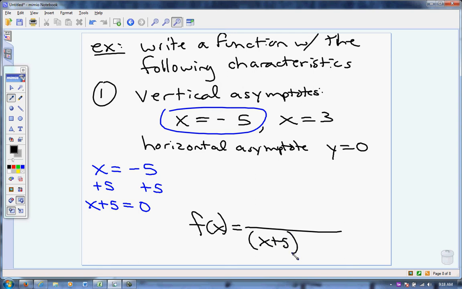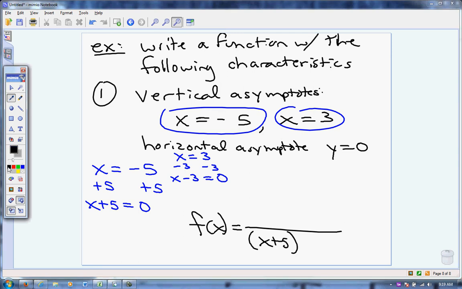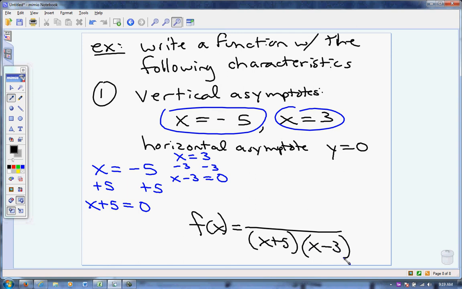And then I take the other asymptote, the x equals 3, and I do the same thing. x equals 3. I subtract 3 from both sides using an algebra step, and I have x minus 3 equals 0. So there's my other piece of the denominator, x minus 3. Now, if the horizontal asymptote is y equals 0, don't I just have to have a bigger power on the bottom than on the top? Right? Now, what's the power down here in the denominator? It's going to be x squared.